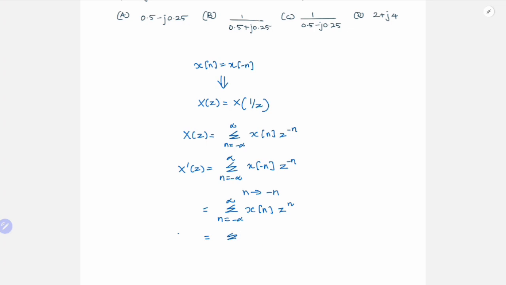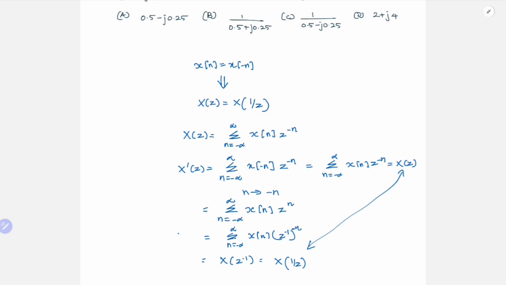If we take summation n equal to minus infinity to infinity x of n z inverse power minus n, this is same as X of z with replacing z with z inverse, which is nothing but X of 1 by z. But from here you can always replace x of minus n with x of n, which will give me x of n z power minus n. This is equal to X of z itself. So these both need to be equal, right?